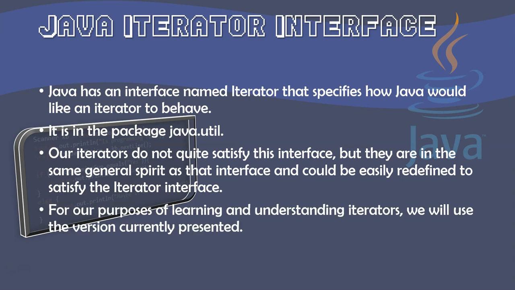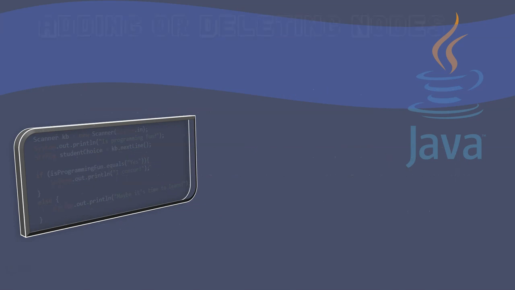Now, because we're simply trying to learn how these iterators work and how to use them within our program, we're going to use this version that we're currently presenting before we go ahead and try to sink our teeth into anything much more. Because again, it's not much of a changeover for us to move to the specified version.